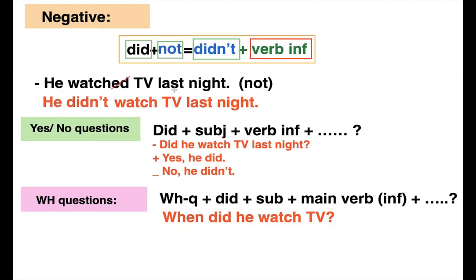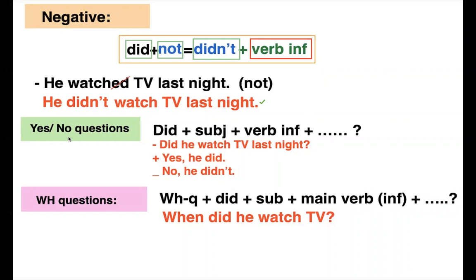He watched TV last night, and he wants you to put not to make the negative form. So we will start with the subject he, and we'll add didn't before the verb, and we'll remove the ed from the verb to make it infinitive one more time. So he didn't watch TV last night. This is a correct sentence in the past simple negative.